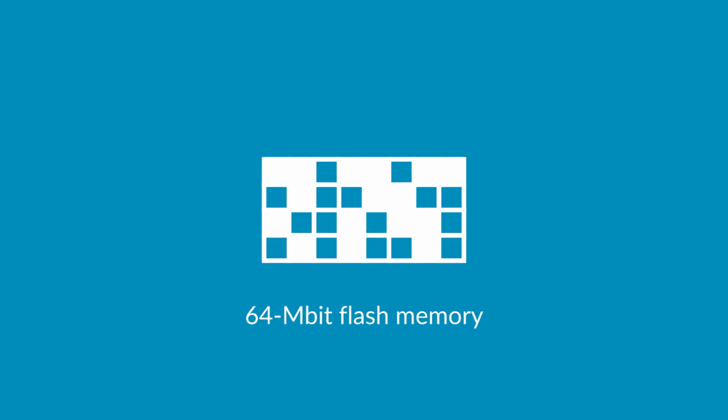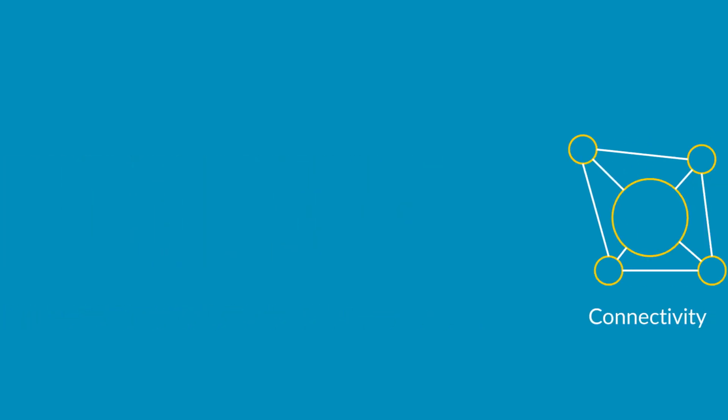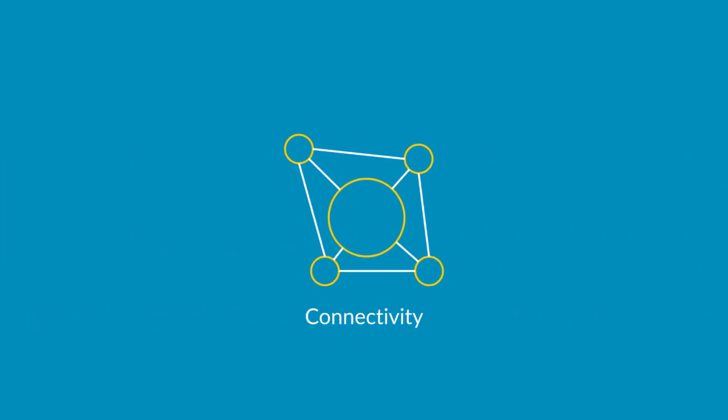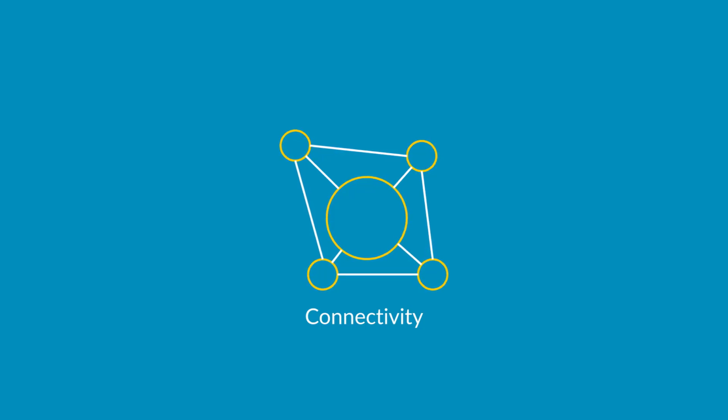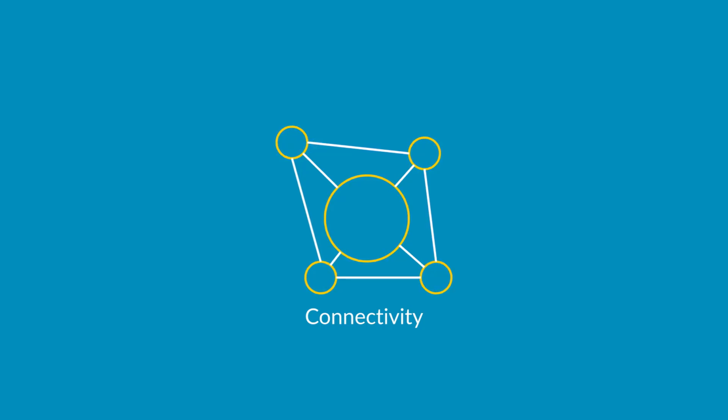For storage, there is 64 megabit quad SPI flash memory. For connectivity, there is a Bluetooth V4.1 module, a sub-gigahertz low-power programmable RF module, a Wi-Fi module, and a dynamic near-field communication tag.